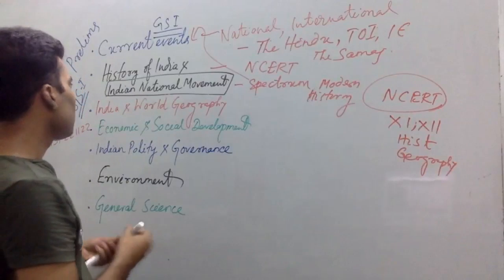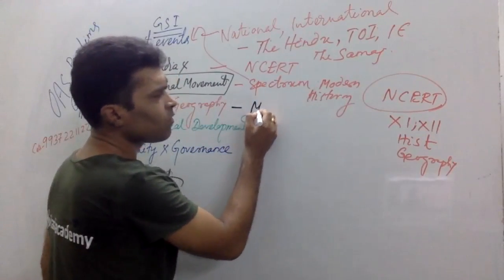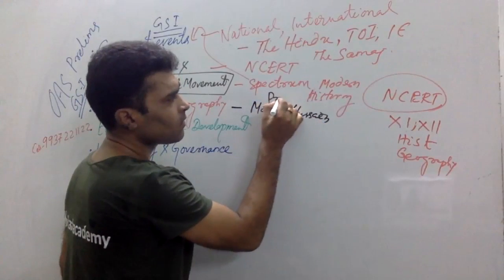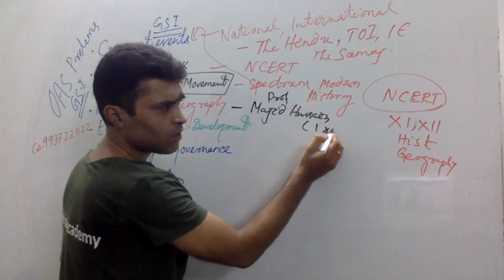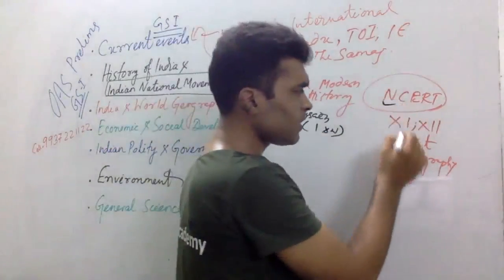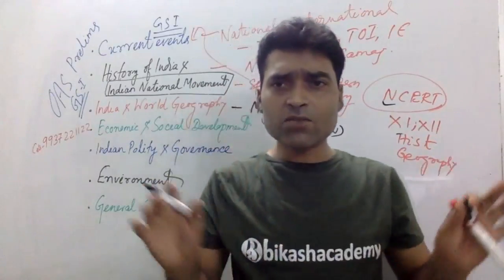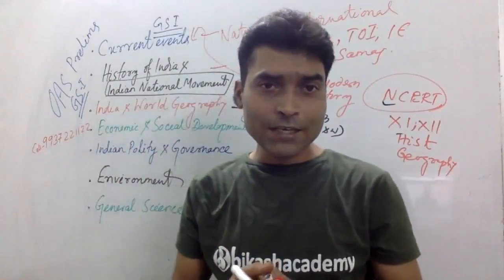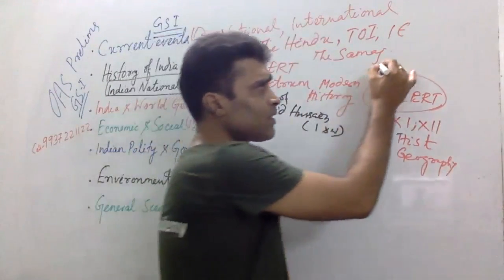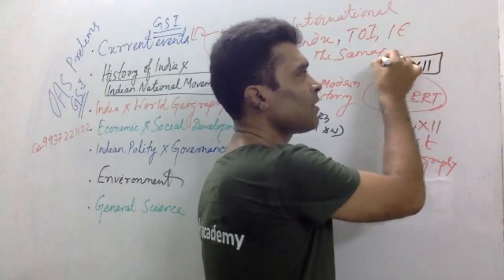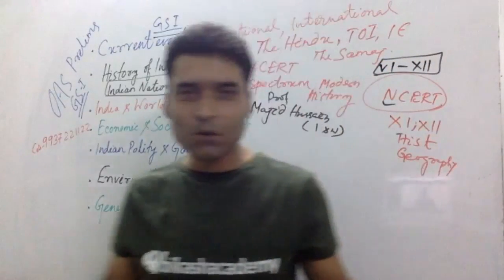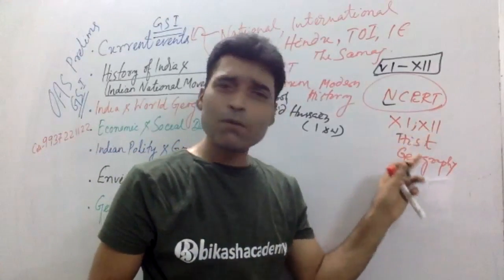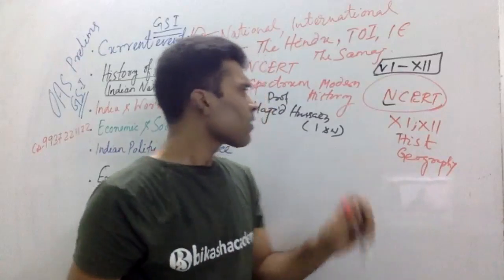Now, India and world geography. You can follow Professor Majid Hussain, right? India and world geography. Also, you can follow NCERT, but 11, 12, right? Because time is very less in your hand, only 3 to 4 months. But if you are preparing for 2019 next year, then you can follow standard 6 to 12, all NCERT books, history, geography, science, everything, no issue. But you have less time, so that's why I say follow only 11, 12 history, geography, NCERT, right?